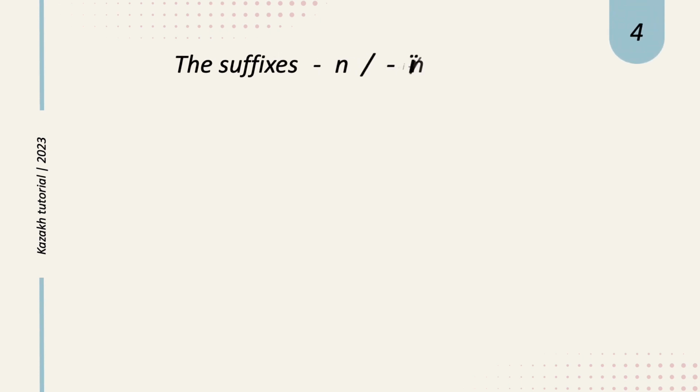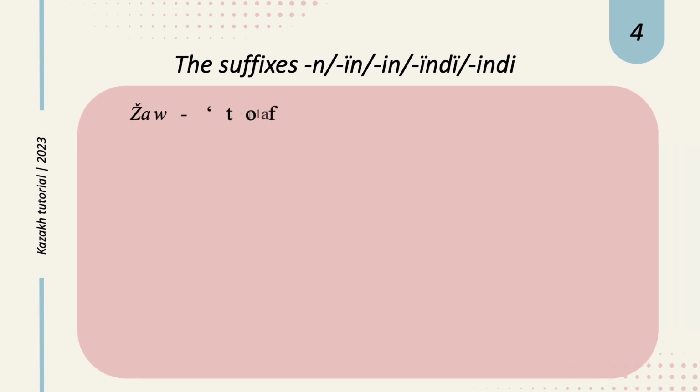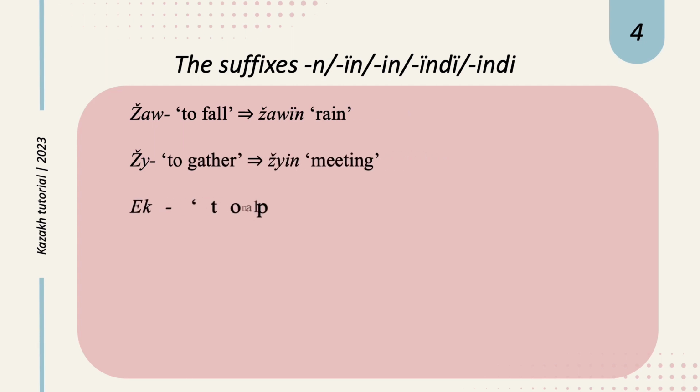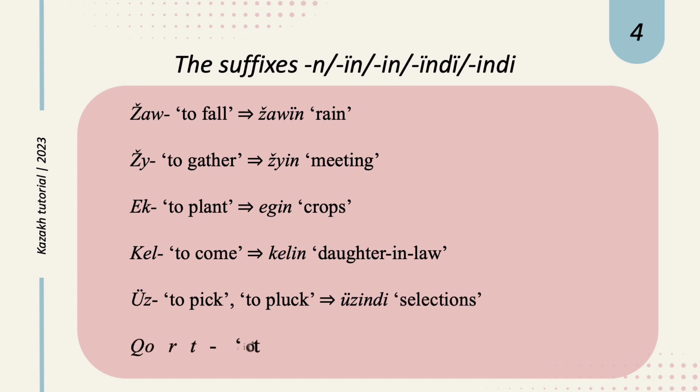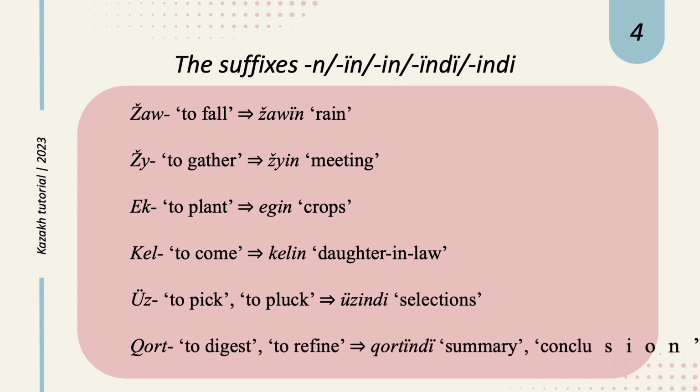The suffixes -n, -in, -ındı or -indi are added after verbs to form nouns. Example: жау, to fall, жауын, rain. Ji, to gather, jin, mating. Ik, to plant, егін, crops. Kел, to come, келін, daughter-in-law. Үз, to pick or to pluck, үзінді, selections. Қорт, to digest or to refine, қорытынды, summary or conclusion.